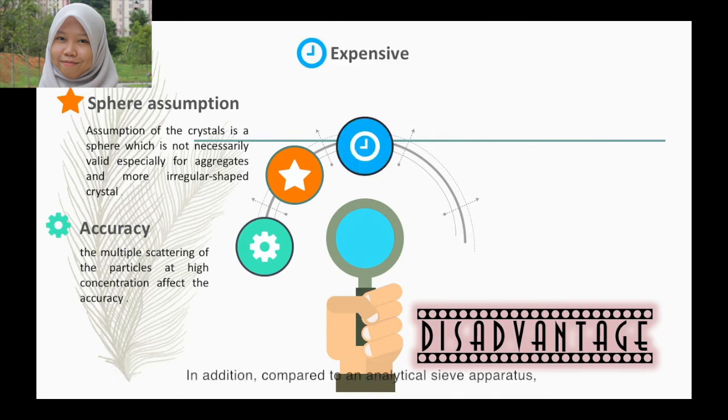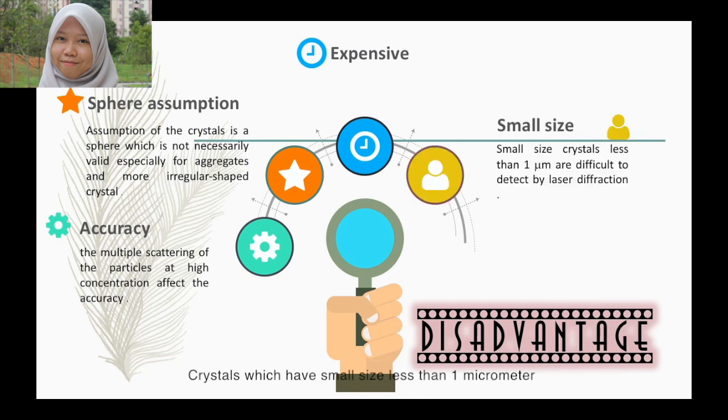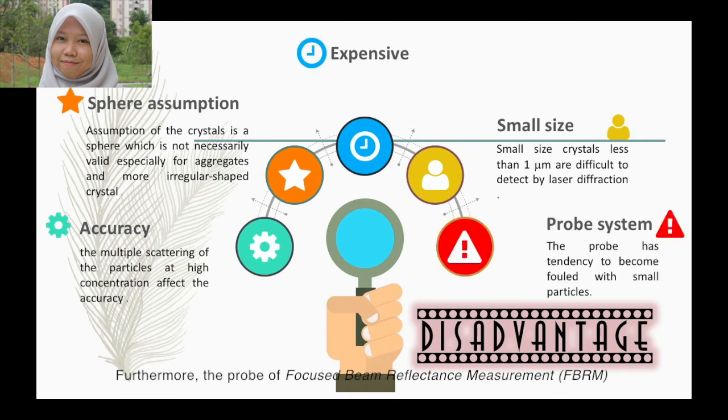In addition, compared to an analytical sieve apparatus, laser diffraction instrumentation is also relatively expensive. Next, crystals which are smaller than 1 micrometer are difficult to detect by laser diffraction, as the laser can only detect crystals with a size of 1 to 1000 micrometers. Furthermore, the probe of the focused beam reflectance measurement (FBRM) has a tendency to become fogged with small crystal particles.